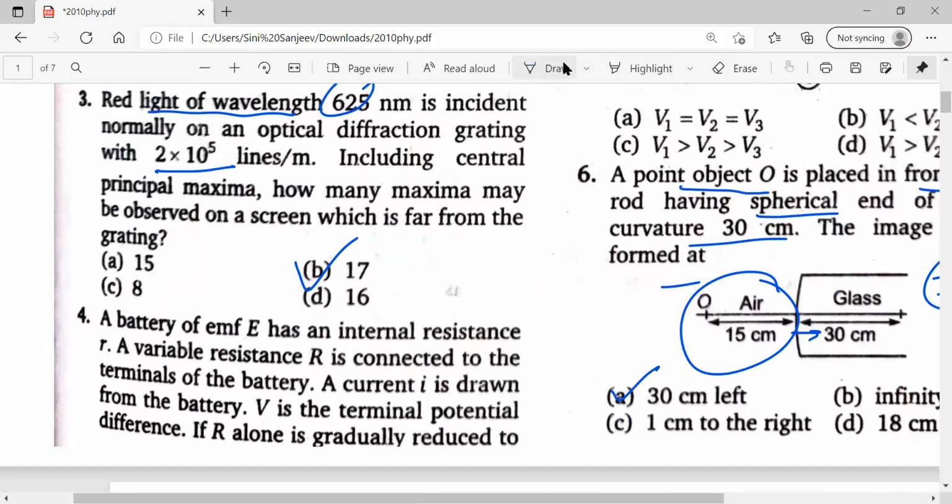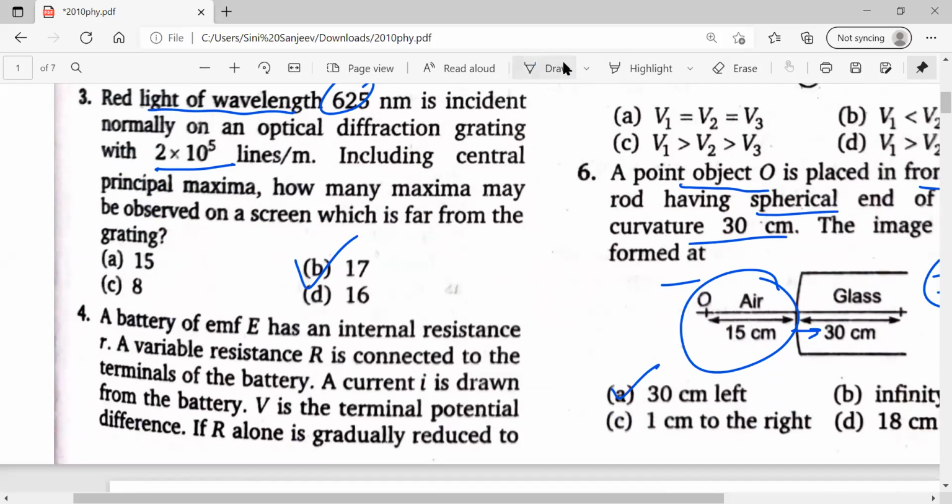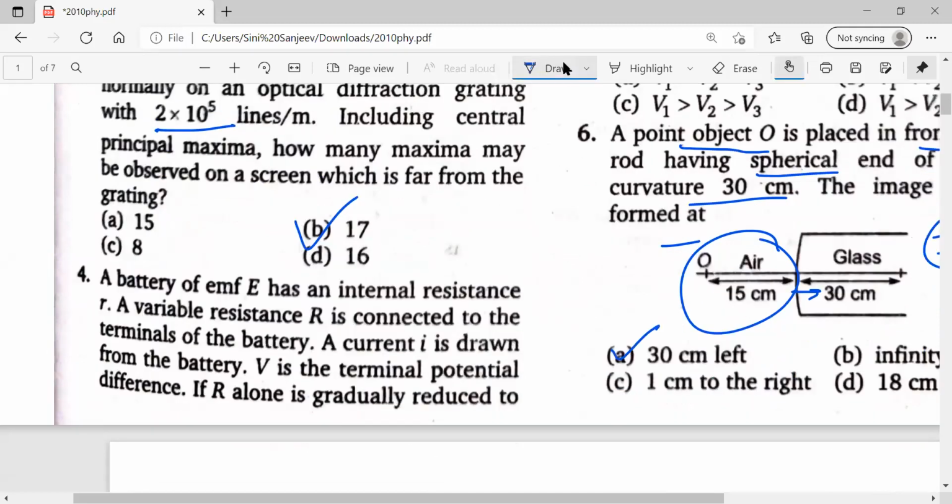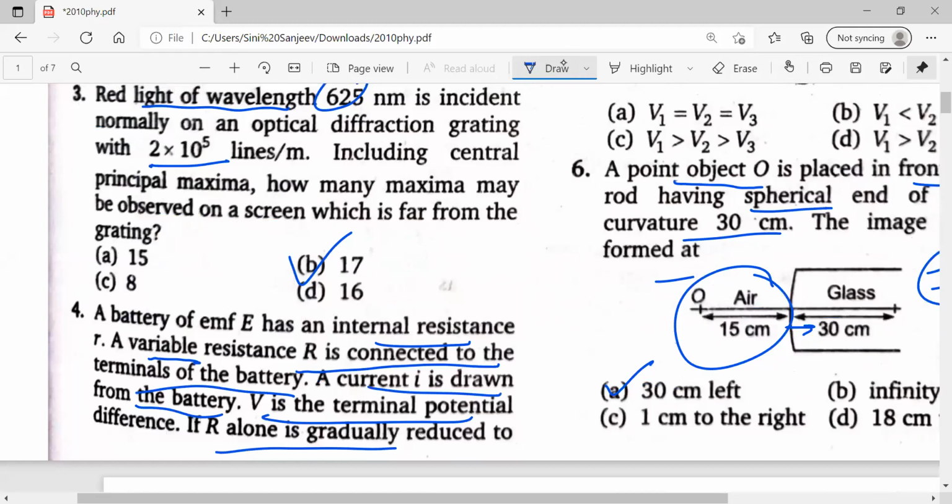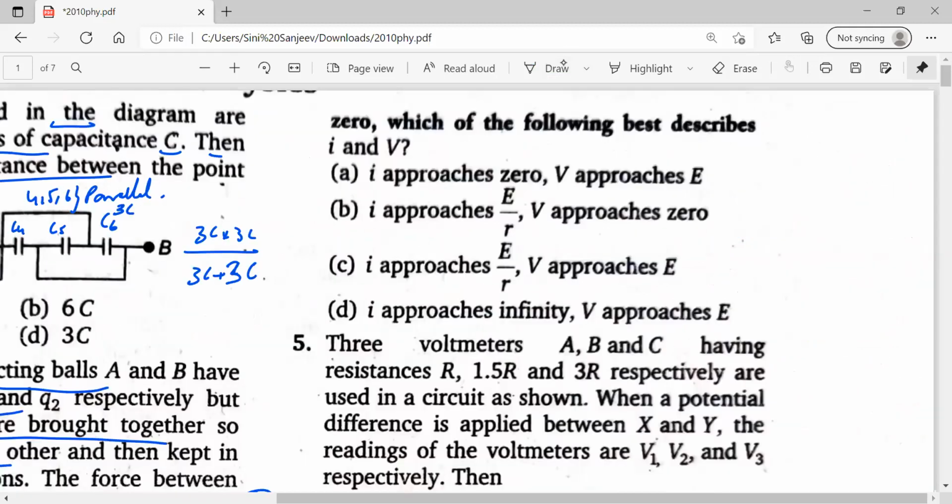The fourth question. A battery of EMF E has an internal resistance r, correct? A variable resistance R is connected to the terminals of the battery. A current I is drawn from the battery. V is the terminal potential difference. If R alone is gradually reduced to 0, which of the following best describes I and V? That is our question here.